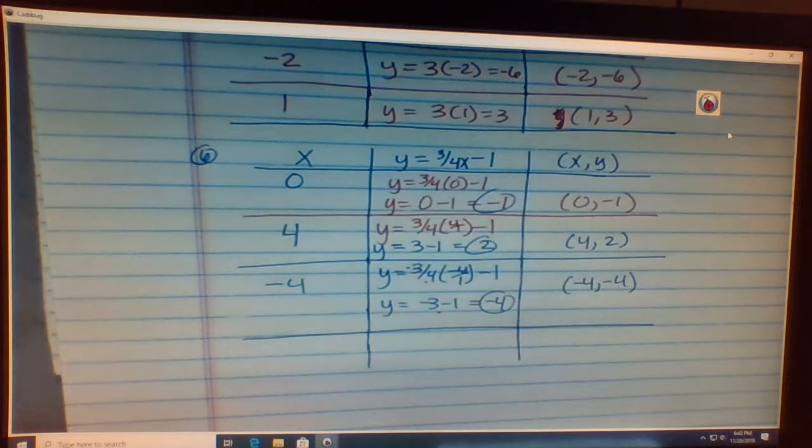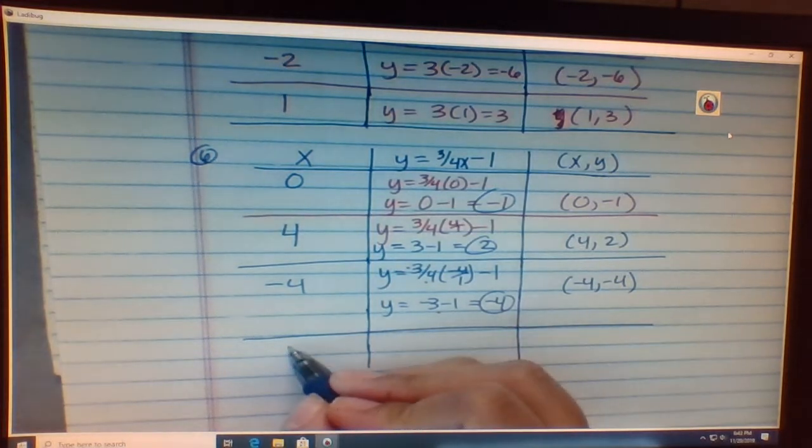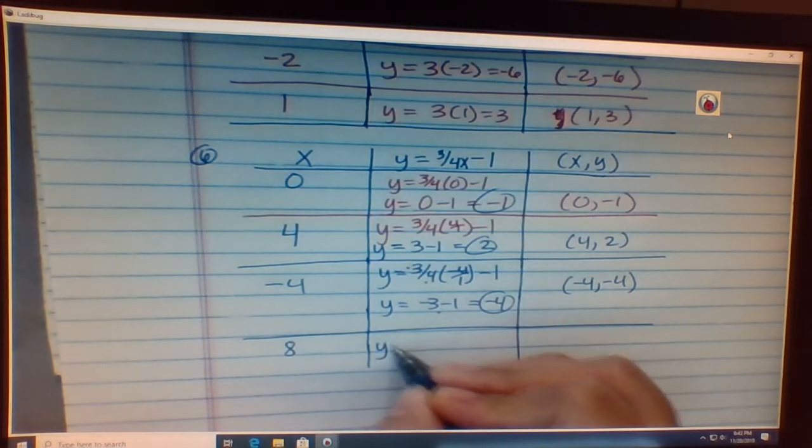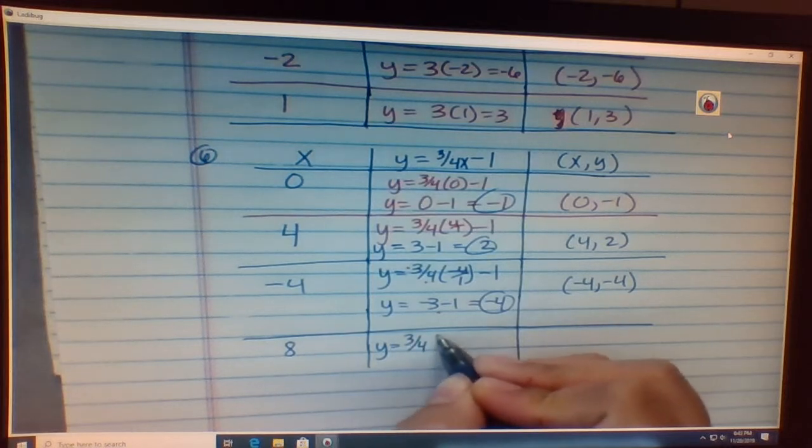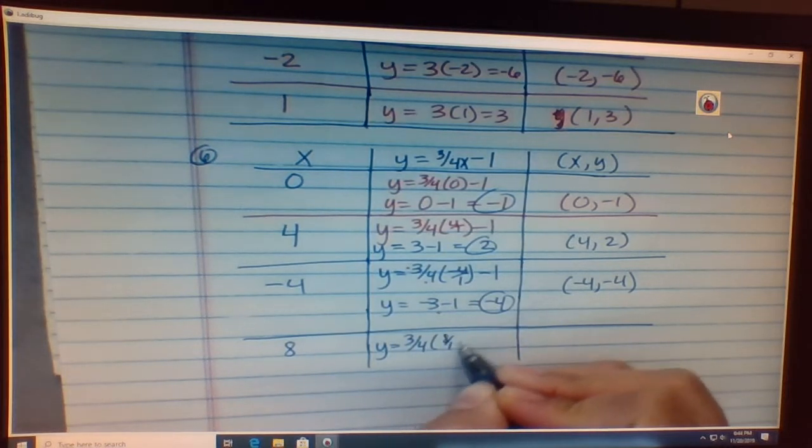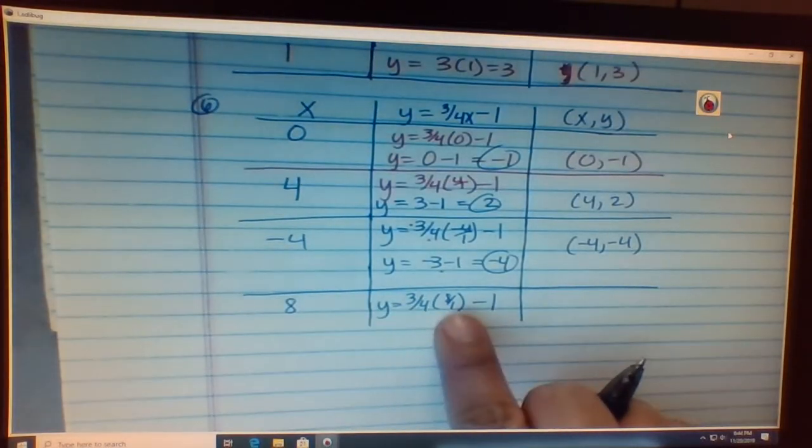Now, just for you to see why an 8 would be pretty also, y equals 3/4 times 8 over 1 minus 1. What is 3 times 8?